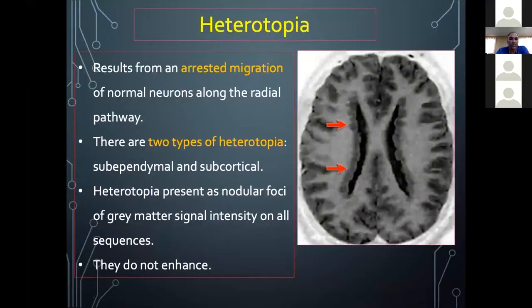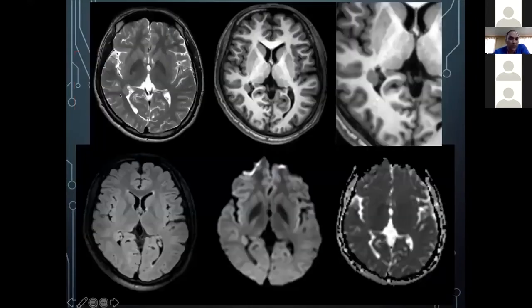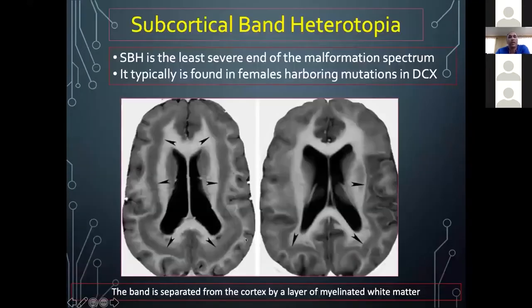Coming to heterotopias, these are an arrested migration problem, and they can be subependymal or subcortical. For example, in this particular case, always look at the contour of the ventricles to identify these abnormalities. Sometimes they show features similar to the cortex. Sometimes after a seizure, there can be diffusion restriction in the heterotopia. For example, here you can see there's a darkness here, and slight hyperintensity can be seen here.